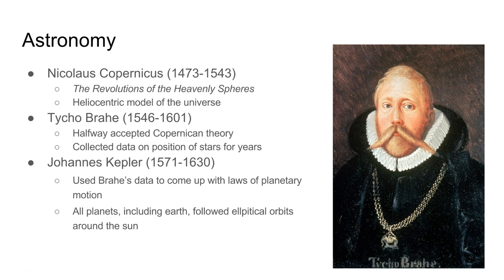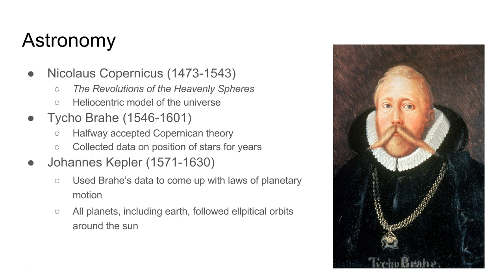They pictured him before he lost half of his nose, so that's nice. And Brahe, he halfway accepts Copernicus's theory. He believes that other planets revolve around the sun, but he still doesn't think that the Earth is moving. So he argues that other planets revolve around the sun, but the sun and those other planets revolve around the Earth, which is a difficult concept for us to grasp because it's not terribly logical.